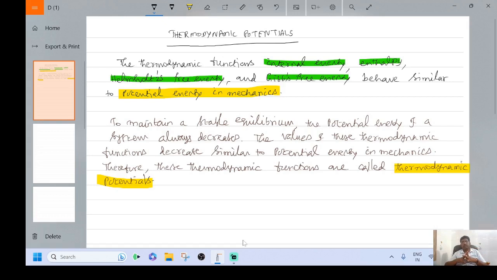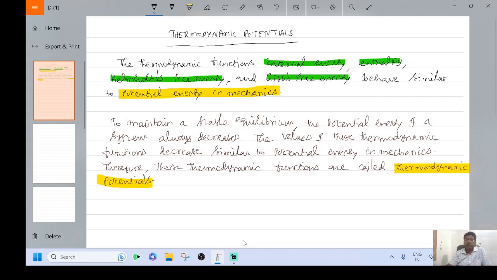To maintain a stable equilibrium, the potential energy of a system always decreases. Here also, the thermodynamic functions behave similar to potential energy in mechanics. To maintain the stable equilibrium, the values of these thermodynamic functions decrease identically with the potential energy in mechanics. Therefore, these thermodynamic functions are called thermodynamic potentials. Now we have to discuss them one by one.